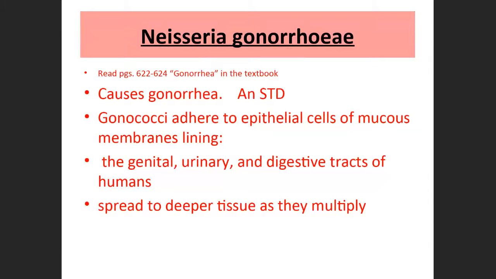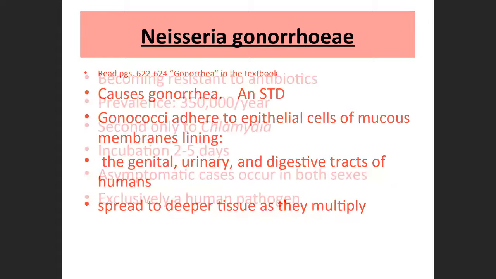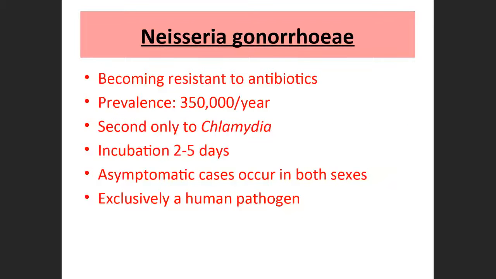So Neisseria gonorrhoeae causes gonorrhea, which is a sexually transmitted disease, or STD. The pathogenicity is because the organism is able to adhere to epithelial cells of mucous membranes, and that can be nearly every mucous membrane. It can be the genitals, urinary, or GI tract. And from there, it can spread into deeper tissue. So the bacteria has adhesins that allow it to attach to our mucous membrane cells and spread from there.